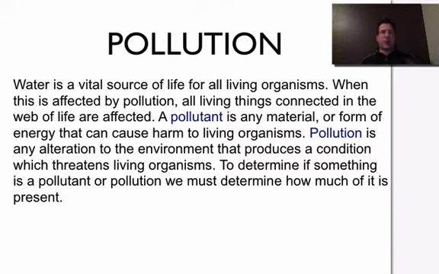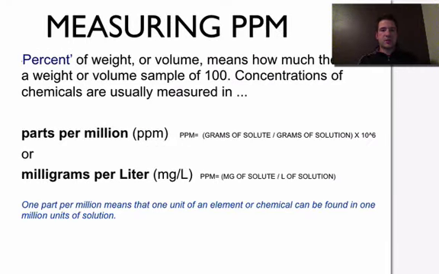If we want to determine the amount of pollutant in the environment, we use parts per million, and that gives us a measurement of how much of that harmful substance is circulating throughout that particular environment. We'll do a few equations and learn a little bit about how to measure parts per million.